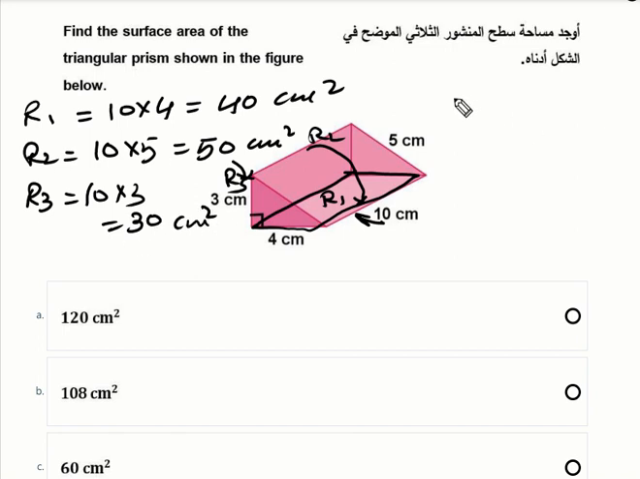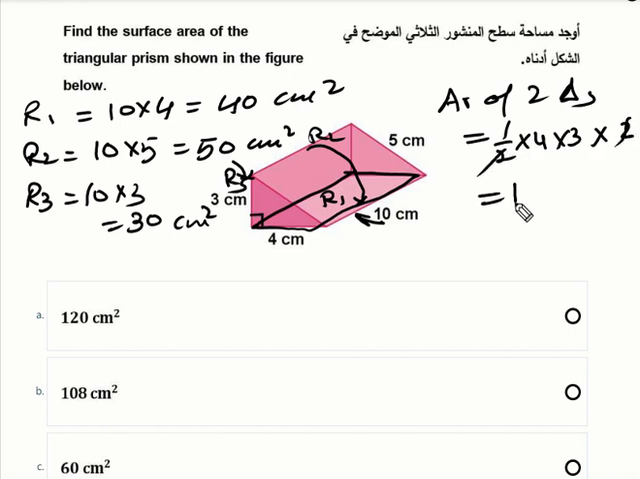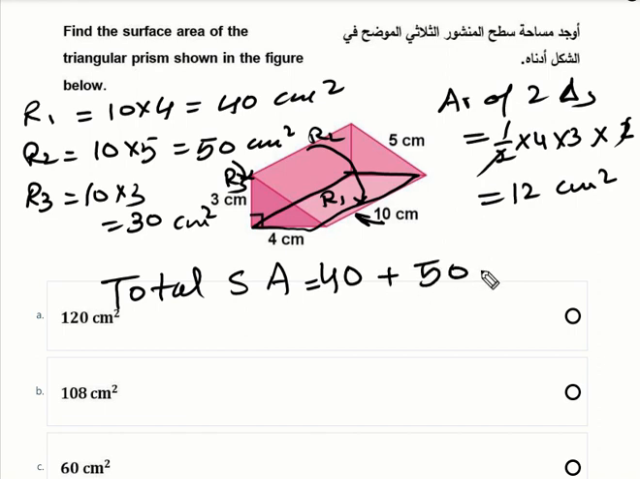What about the triangle? We have two triangles. So the area of two triangles will be half times base times height, multiplied by 2. Why multiply by 2? Because we have two triangles. So the 2 up and 2 down cancel. It will be 12 centimeter square. So the total surface area will be equal to what? Add all the areas, 40 plus 50 plus 30 plus 12. So it will be 40, 50, 90, 90, 30, 120, 120 and 12, 132 centimeter square.